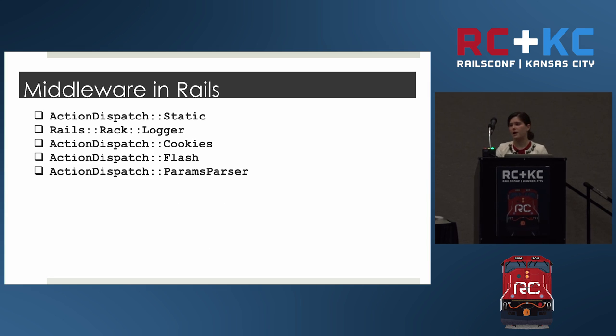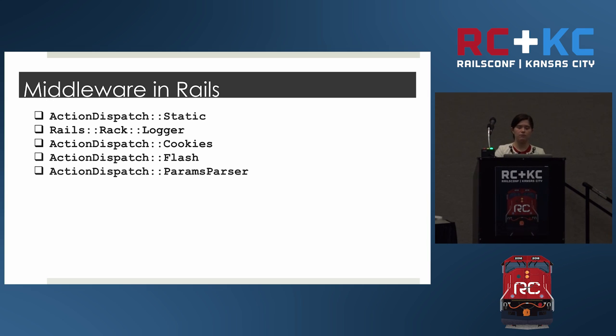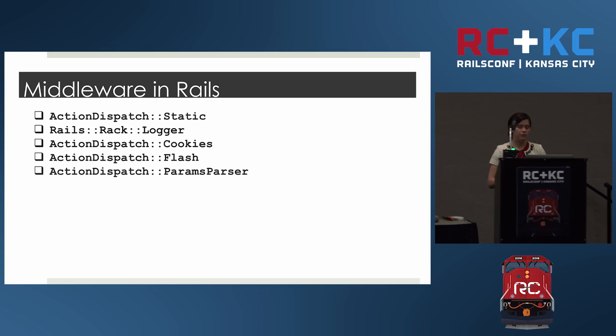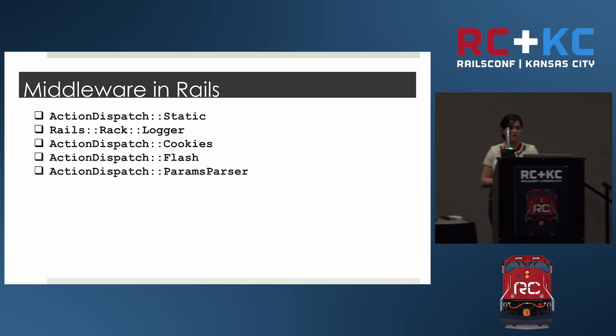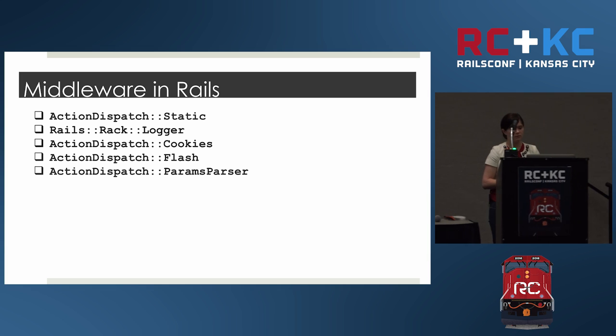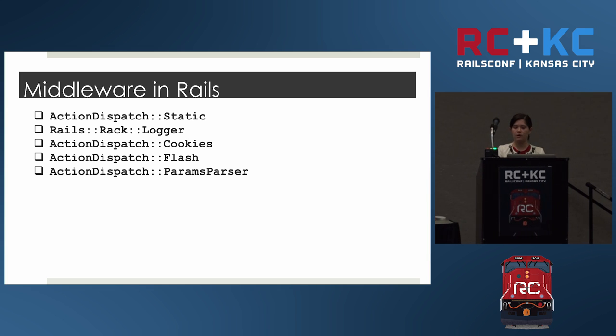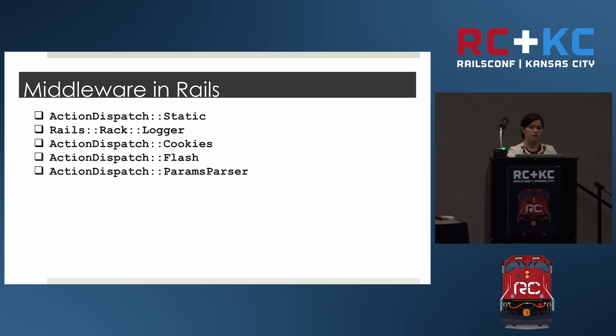And just to show some of the power of what Rack middleware can do, here are some examples of middleware that Rails provides to you. First off, Rails uses middleware to serve up static files. It uses middleware to set up logging for each request and then flush all logs at the end of the request. It uses middleware to set up a cookie for the request, to handle flash messages, and to parse out params. So the params that you're used to in controllers, that's done in middleware.